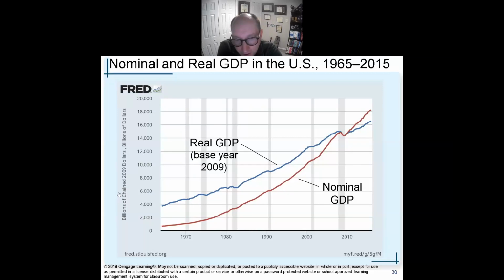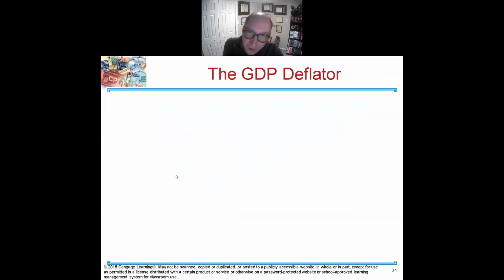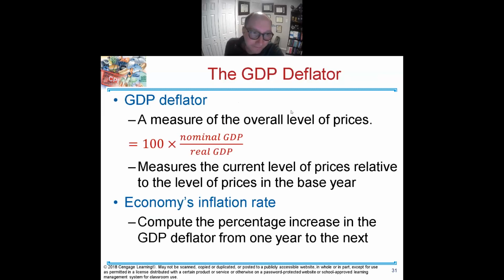Graphically, we can see what it looks like over time and how the two are relatively similar. 2009, I think we know what happened in 2009. That was the year that started the Great Recession. And there was no inflation in 2009 because the market had collapsed. And we can see that the real and nominal GDP were the same during 2009. Will that happen again? Maybe. I don't know. It's always a possibility.